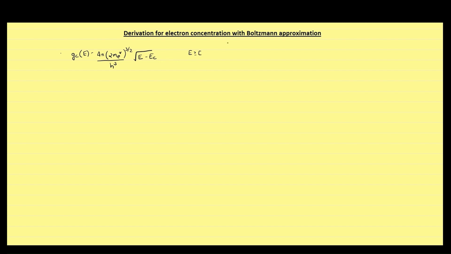Also we know that the number of electrons per unit volume in the energy range dE is the product of the density of states and the probability of occupancy F(E). Thus, the total electron concentration is the integral over the entire conduction band, ranging from the minimum energy E_C up to infinity. Now, we simply have to solve this expression.